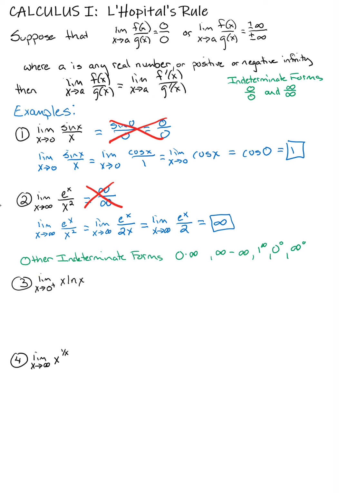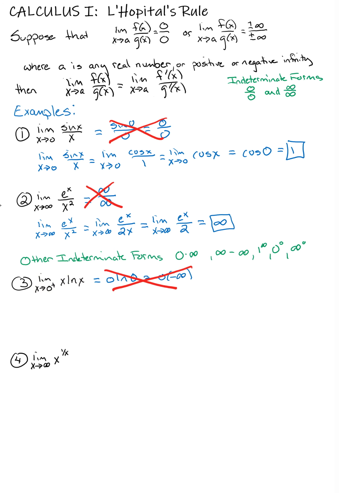Well, of course, as x goes to 0, what we get here is 0 times the natural log of 0. The natural log of 0, though, is, as x approaches 0 from the right, that takes us to negative infinity. So we're ending up with 0 times negative infinity. Not going to work, and it's not even one of our original forms. So we have to do something with this.